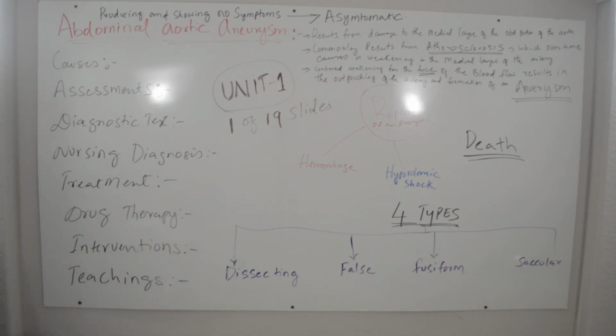Encourage clients to express feelings. Most people are afraid of dying because they think something is really wrong in their body. So you have to encourage them to express any feelings and teach them what is going to happen with them. Maintain a quiet environment to control hypertension and anxiety. And lastly, the teachings for this disease. Explanation of the disorder and the teaching plan.